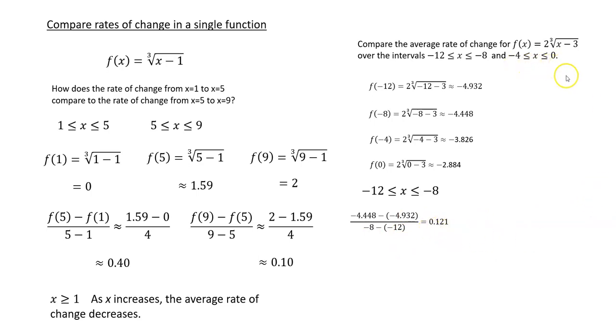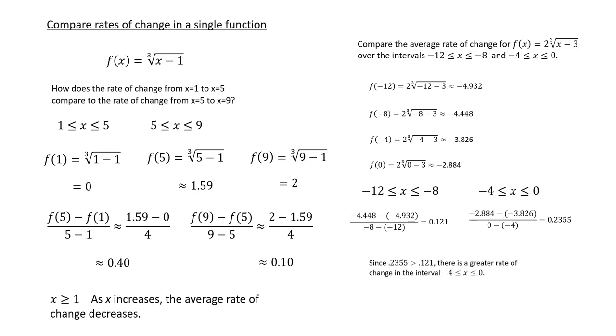For the interval negative 4 to 0, we're looking at these values, and so we compare the change in y over the change in x, and we get 0.2355. And since 0.2355 is greater than 0.121, there is a greater rate of change in the interval of x between negative 4 and 0.